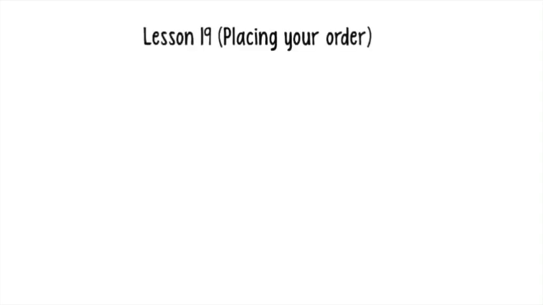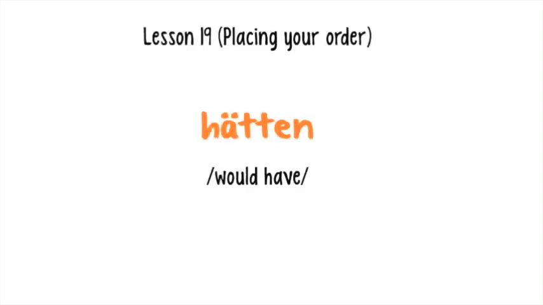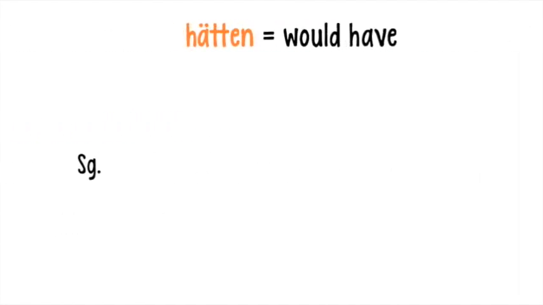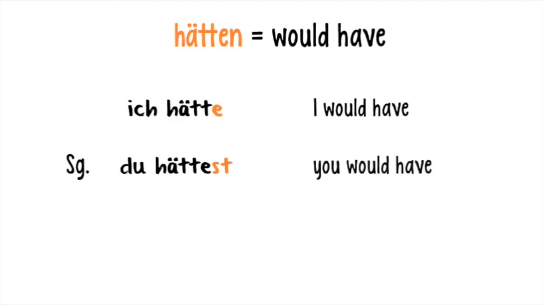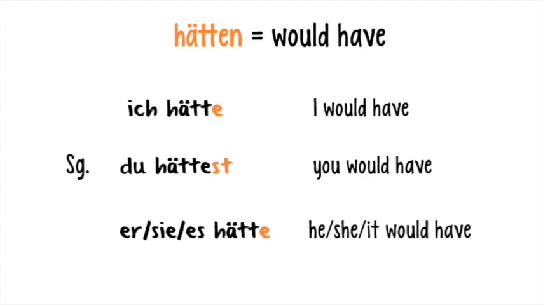Now we will continue with the verb hätten, would have, which is a helping verb. Ich hätte, I would have. Du hättest, you would have. Er, sie, es hätte, he, she, it would have. Ich hätte, du hättest, er, sie, es hätte.